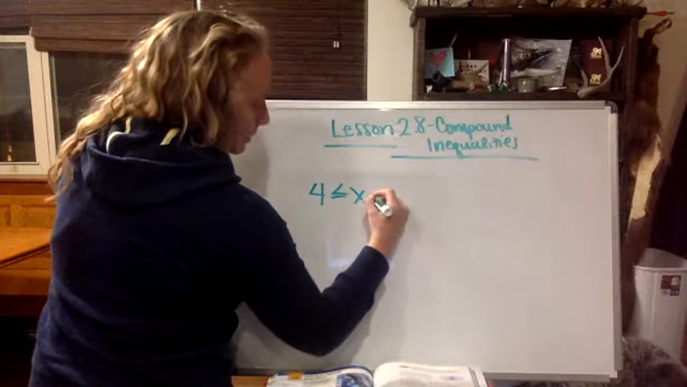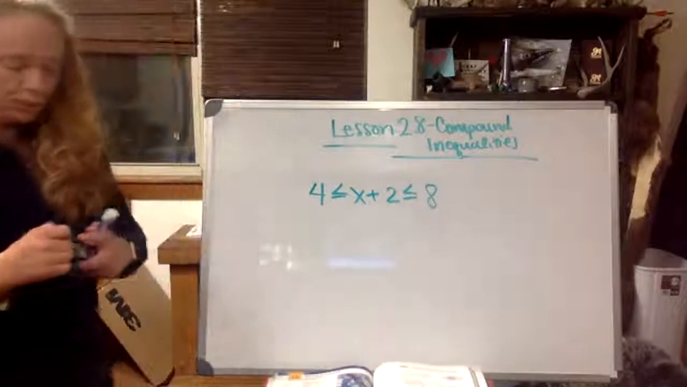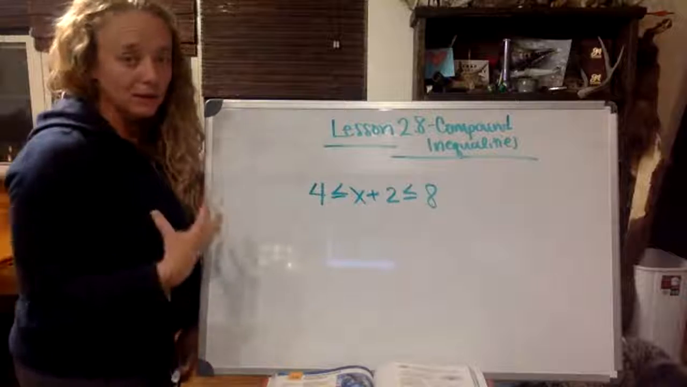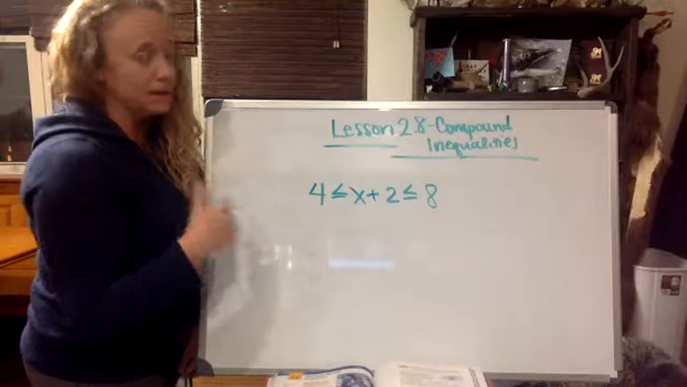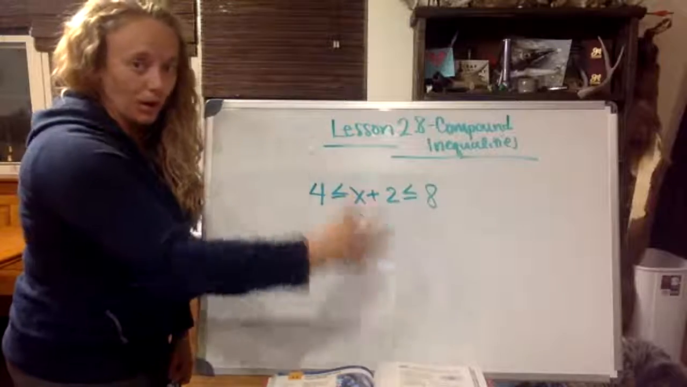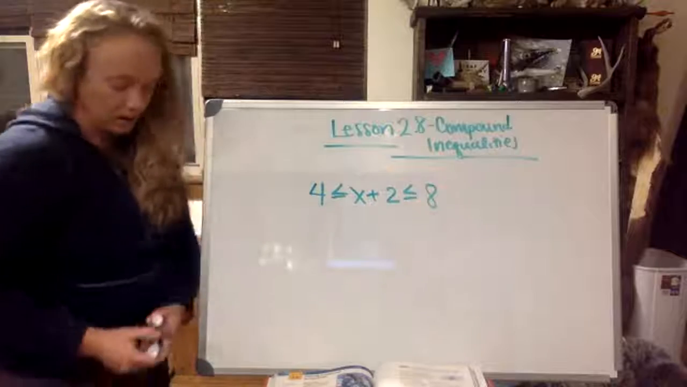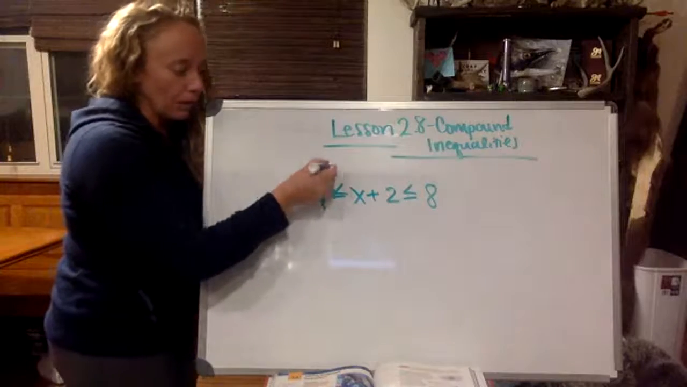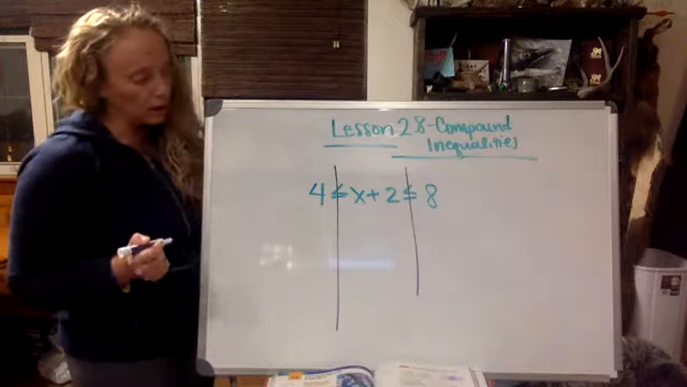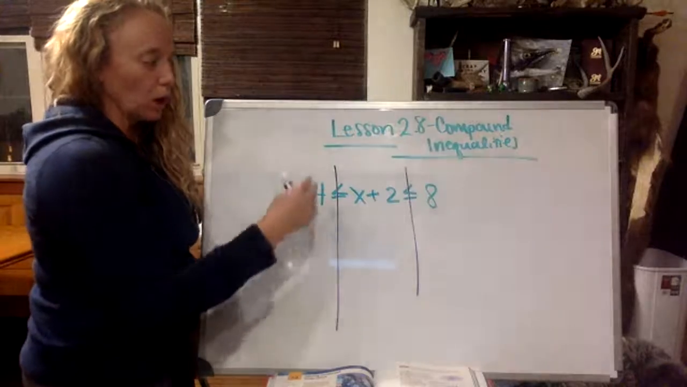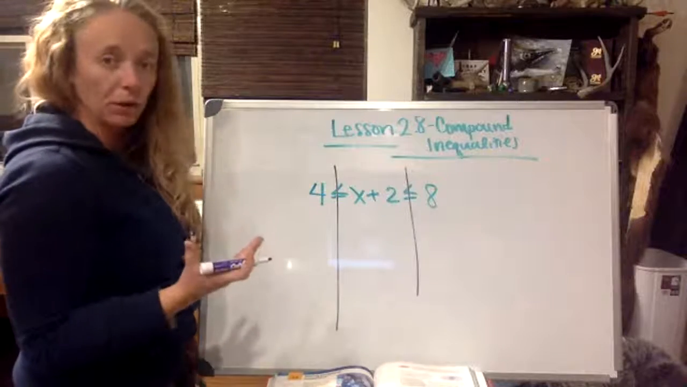4 is less than or equal to x plus 2, which is less than or equal to 8. Super basic, okay? And I say super basic because it's one move that we need to make. But because there's technically 3 parts to this, there's one part here, one part here, and one part here, we essentially, if you remember, I always draw a line through my equal signs or my inequalities. I'm going to have to do work on all three of these parts to get x by itself. That will be my ultimate goal.